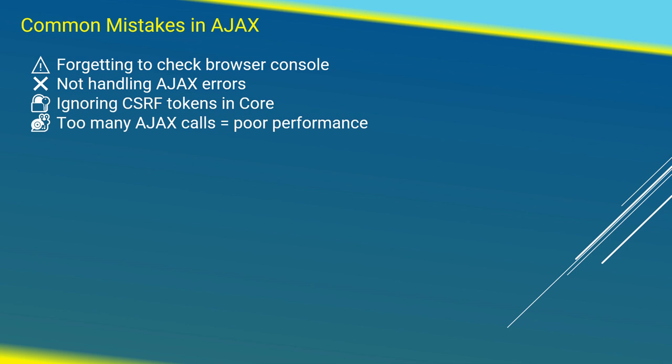Avoid these common pitfalls. Always handle errors, monitor the console, and avoid overusing AJAX calls. In ASP.NET Core, don't forget to pass the anti-forgery token.